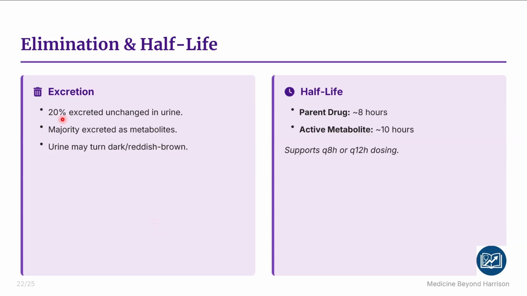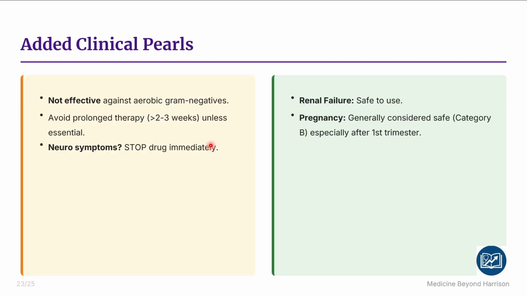As for elimination, 20% is excreted unchanged in the urine. The majority is excreted as metabolites. Urine may turn dark or reddish during therapy with metronidazole. The half-life of the parent drug is almost 8 hours. The active metabolite is almost 10 hours. So it's supposed to be given 8 hourly or 12 hourly. There are 5 different metabolites of metronidazole as discussed previously.